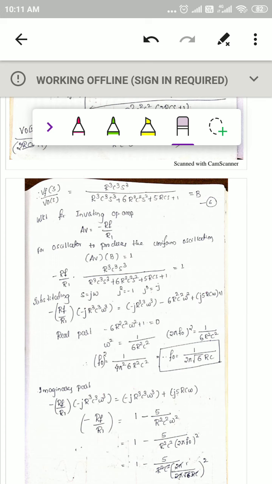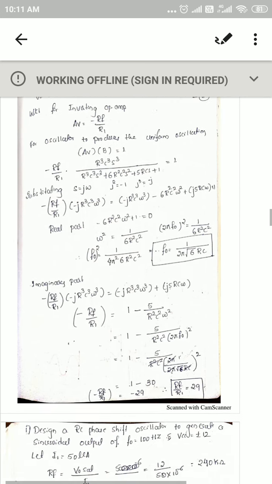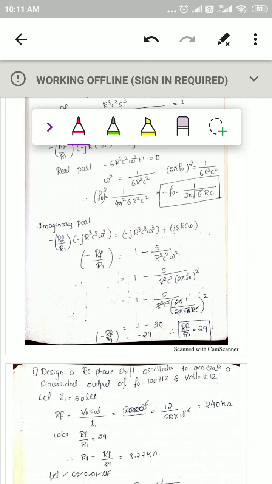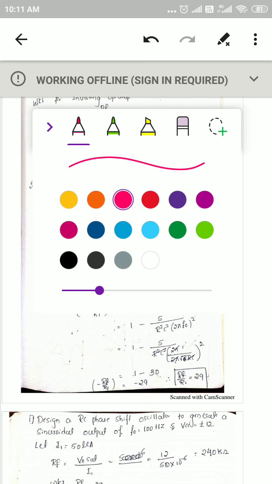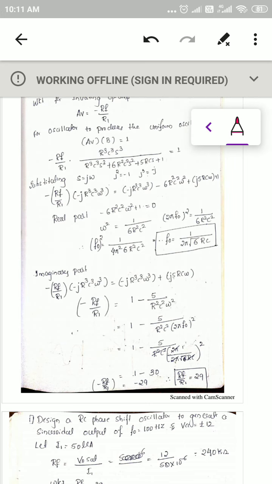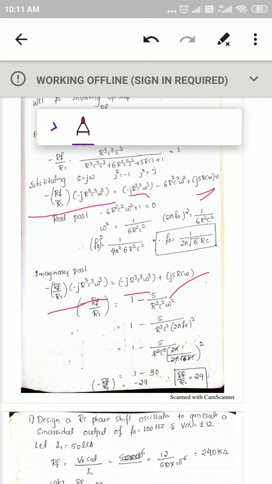This is the equation to calculate the frequency f naught of the RC phase shift oscillator. Now consider only the imaginary terms. Real part you calculated, and f naught you calculated. Now the imaginary part is this, j is imaginary, this is the imaginary part, and this is also the imaginary part. So minus Rf divided by R1 into this, and this plus this are the imaginary parts.